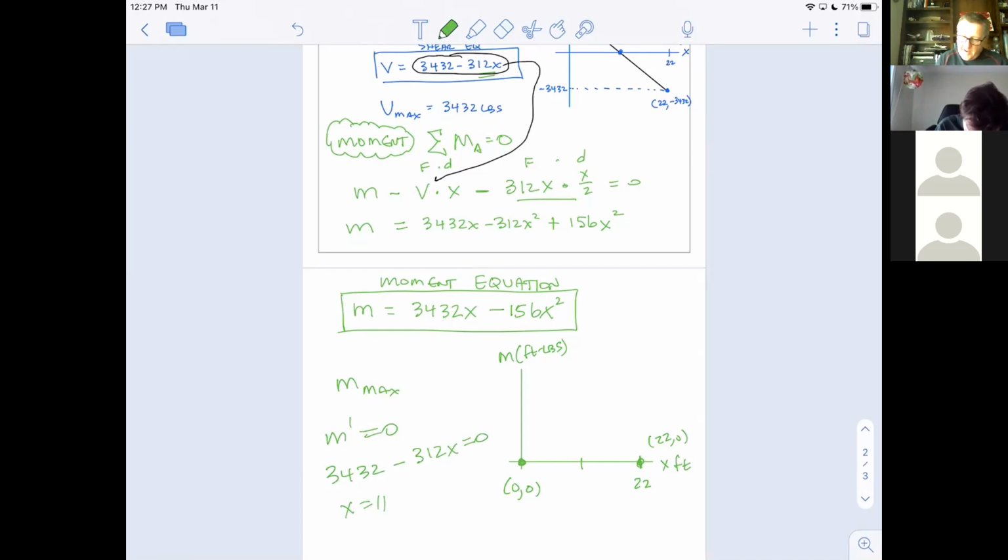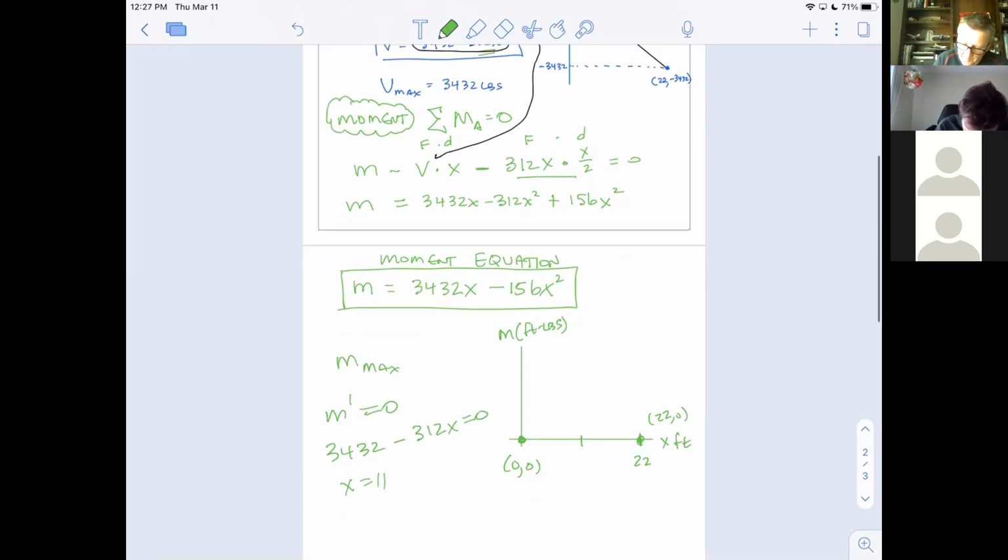So now that I know that, I can stick 11 in. So what is M of 11? I can put 11 in. 3432 times 11 minus 156 times 11 squared. Woo, 18,876.